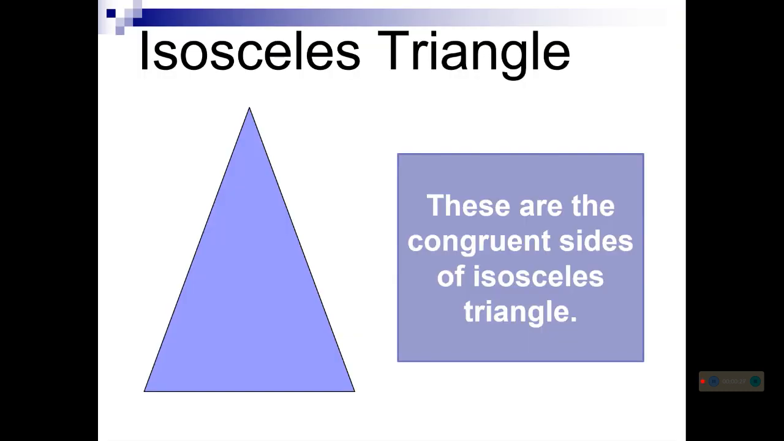I have here the congruent sides of an isosceles triangle. What do you call that part of the isosceles triangle? Yes, they are the legs. So we have here the legs of our isosceles triangle.